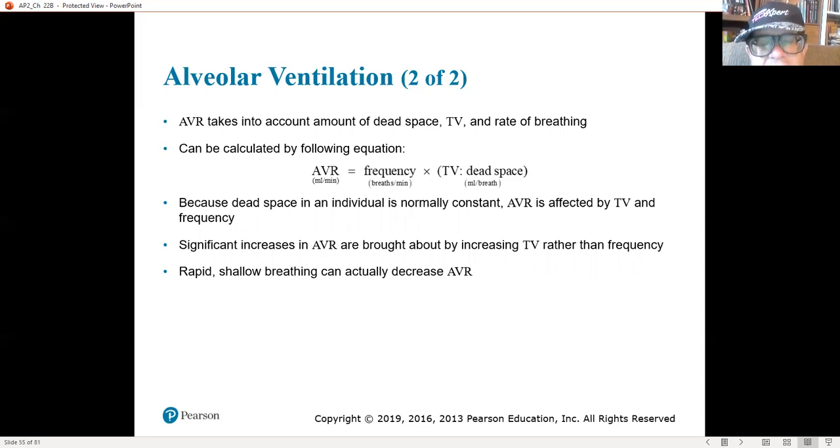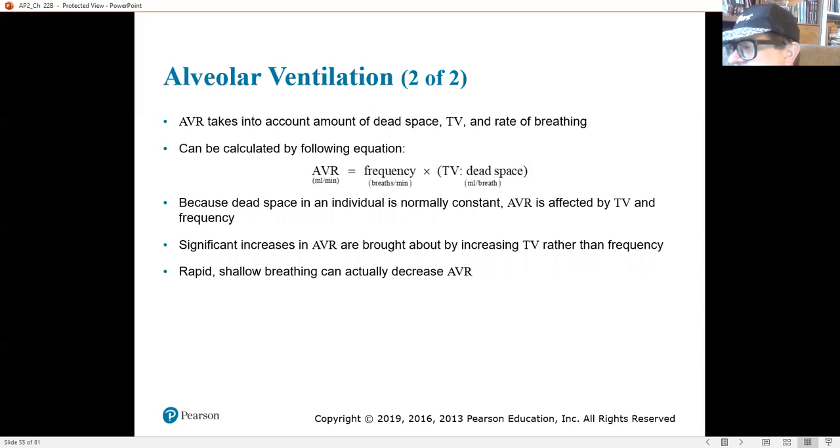Because dead space in an individual is usually constant, AVR is affected by tidal volume and by frequency. Significant increases are brought on by increasing tidal volume rather than changing frequency. Rapid, shallow breathing can actually decrease the alveolar ventilation rate.